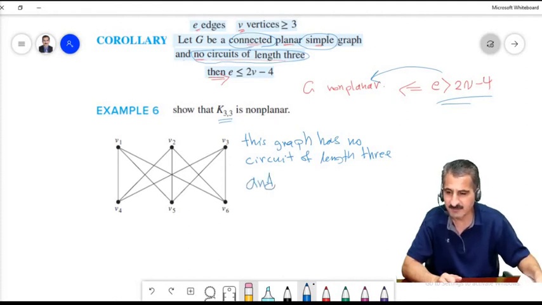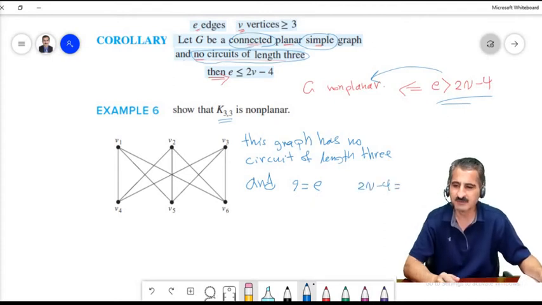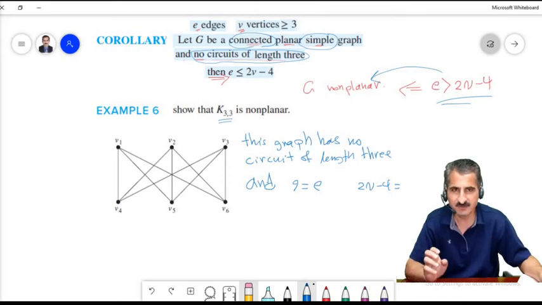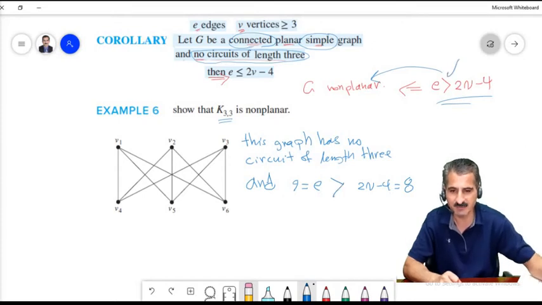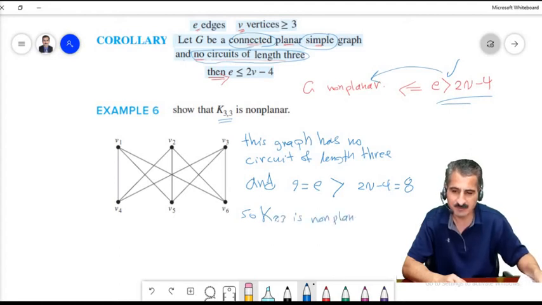and the number of edges, how many edges do we have? 1, 2, 3, 4, 5, ... 9. This is the number of edges. And what about 2V minus 4? We have 6 vertices times 2, that's 12, minus 4, 8. So 9 is greater than 8, and so this happened. So K3,3 is non-planar according to the above corollary.